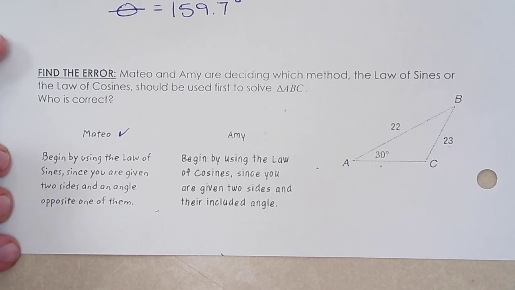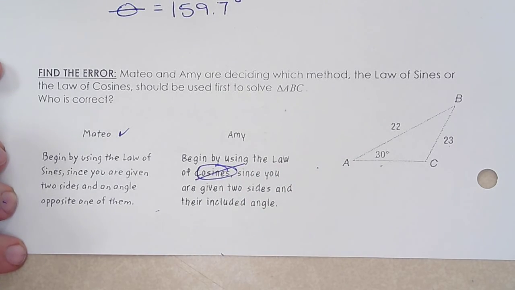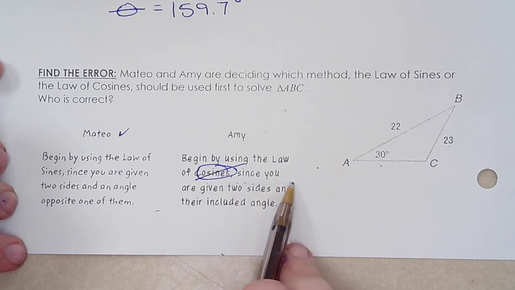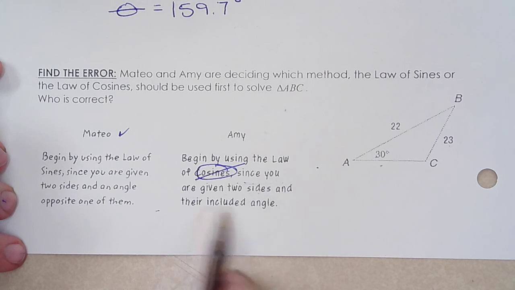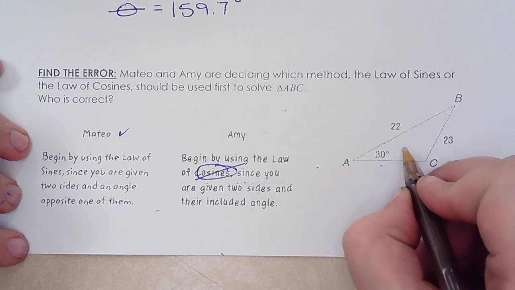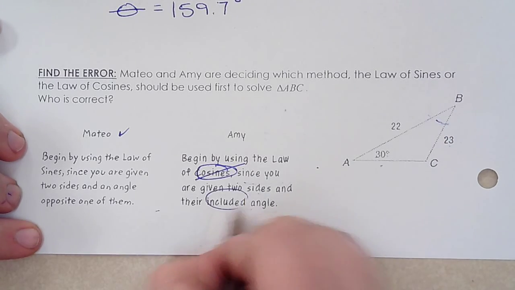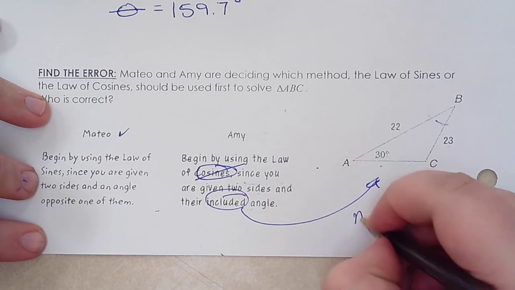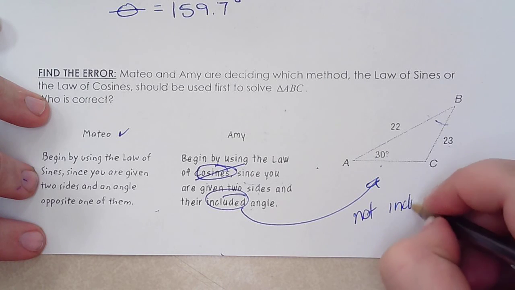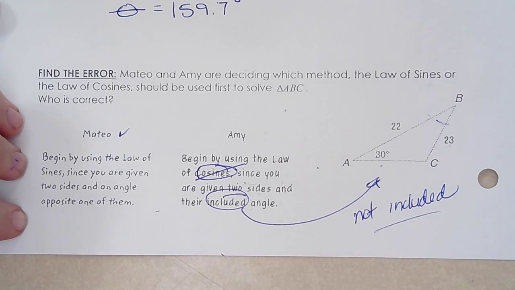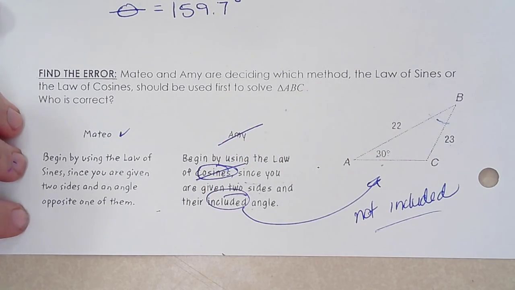It says begin by using the law of cosines. That is wrong. We decided that sines had to come first. Then she says, I think this since you are given two sides and their included angle. Here's the problem. 30 degrees is not in between 22 and 23. So if I was grading her paper, I would say 30 degrees is not included. So this doesn't work. Amy is not correct in this instance.